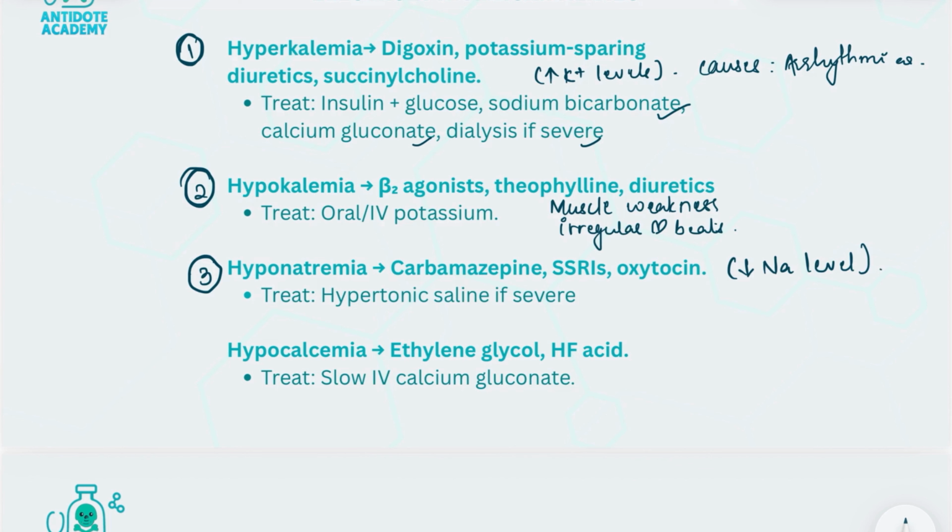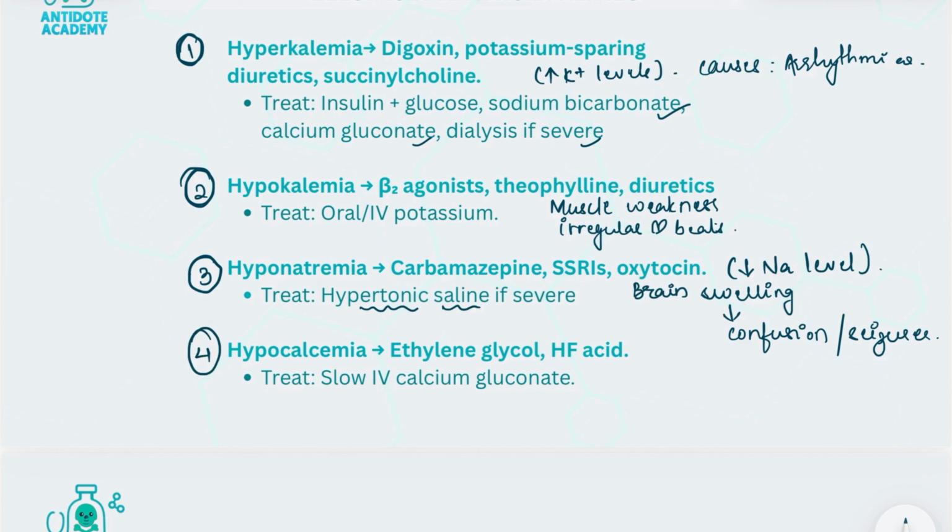Third case is hyponatremia, that is low sodium level. It is caused due to carbamazepine, SSRIs and oxytocin. What it causes? It causes brain swelling, which leads to confusion in the patient or in some cases seizures also. How do we treat that? If it's mild, we treat it with fluid restriction, and in severe cases we have to give hypertonic saline.